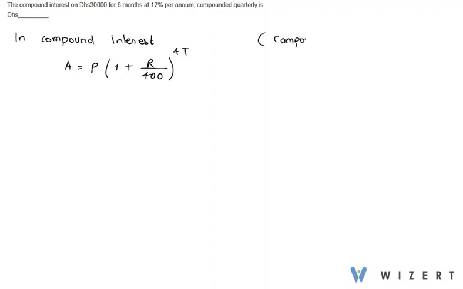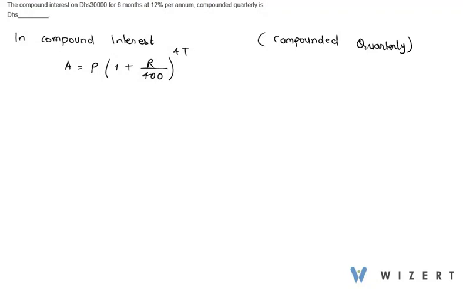So we know in compound interest, the amount after that particular time period is given by principal multiplied by 1 plus r by 400 to the power 4t, for compounded quarterly.